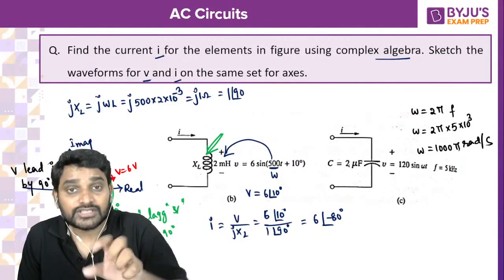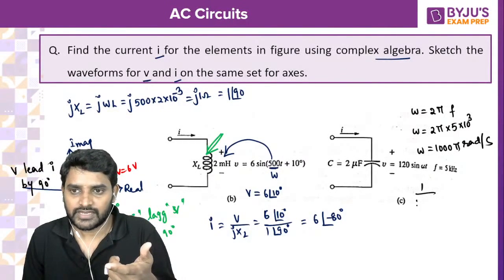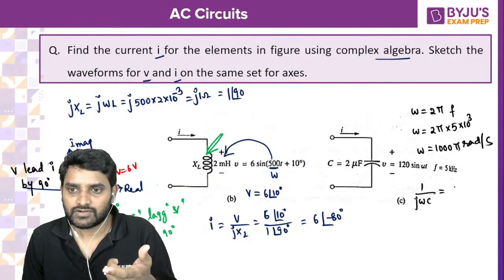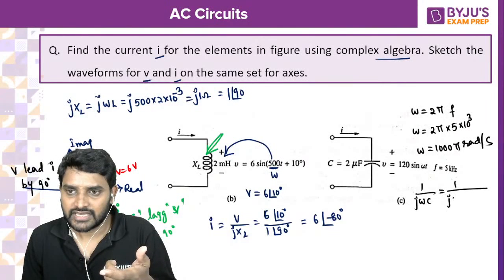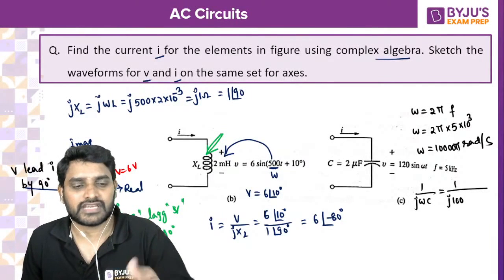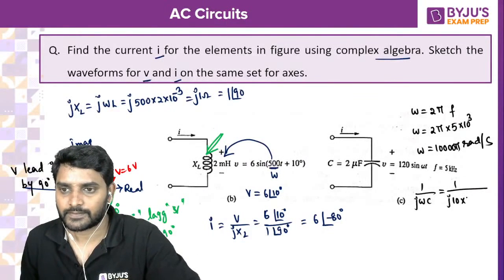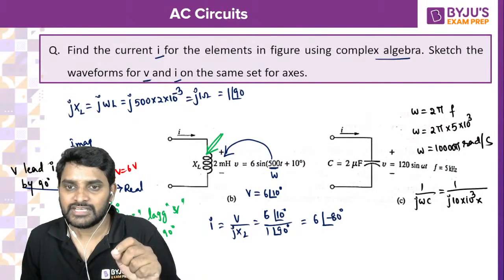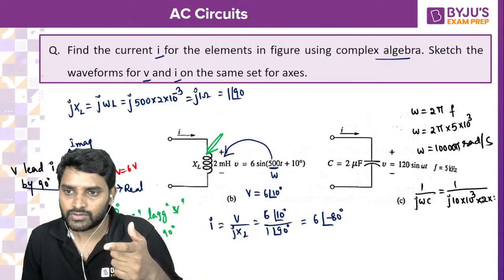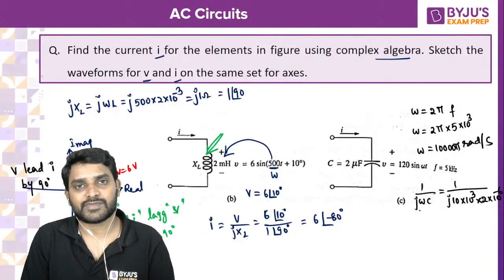So according to that, you now calculate minus jXC. 1 by j omega C is equal to 1 by j, and this will be 10,000 actually, it is not just 1000. 10,000 or 10 into 10 to the power of 3, anything is okay, into the capacitance of 2 micro, 2 into 10 to the power of minus 6. So calculate, and you will get minus jXC.